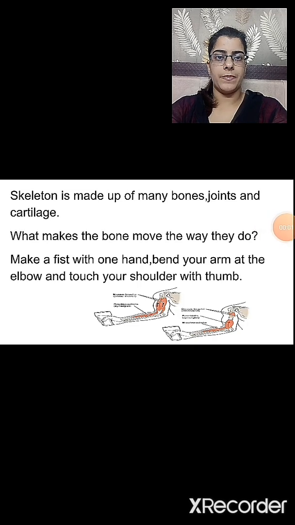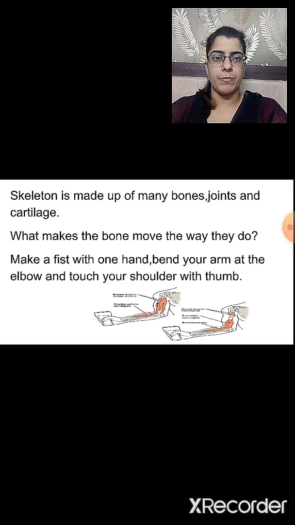So let us begin with this session. Skeleton is made up of many bones, joints and cartilage. Our skeleton is made up of different bones, joints and cartilage. What makes the bone move the way they do? So our bones move. What makes our bone to move?